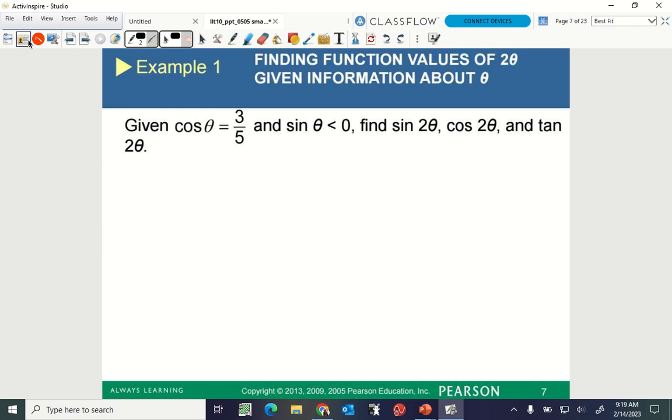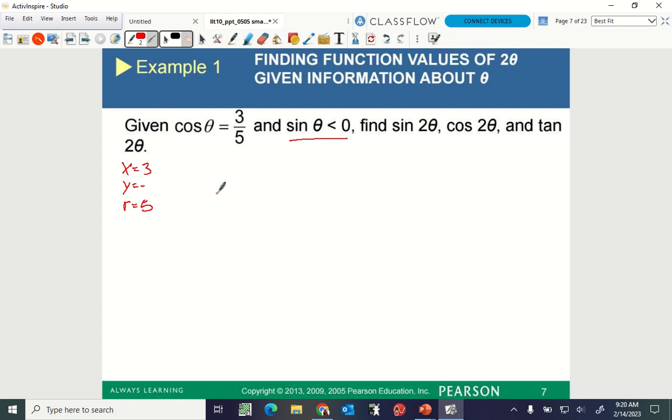So the first thing I'm going to do is change my pen to be red, because I want red. So if cosine theta is 3 over 5, that means x is 3, y is, I don't know, and r is 5. Right here it says sine is less than 0. So if sine is less than 0, that tells me that my y value is negative, right? The y value is going to be negative.